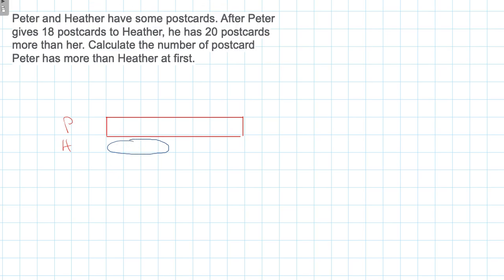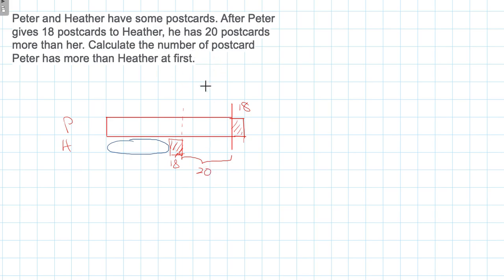But then it says that after Peter gives 18 postcards. So Peter, let's say I give 18 over to Heather. So I give this away. Give it over. So over here is 18. Correct or not? Because here is 18 already. I want to remove this. So it's saying that he has 20 postcards more than her after he gave 18 over, right? Then he has 20 postcards more than her. So from this portion here to here is actually 20, correct?